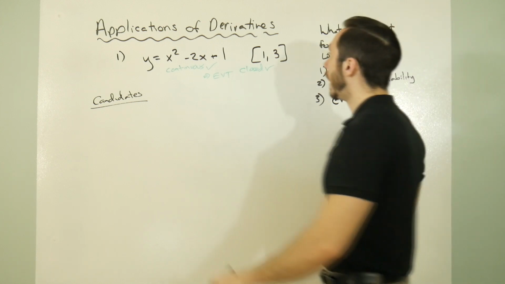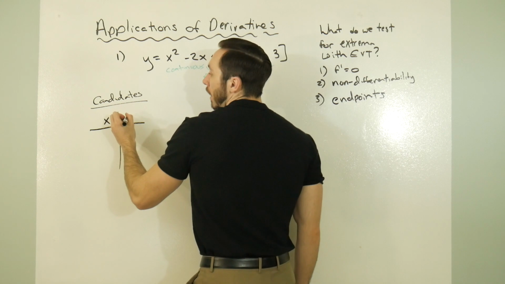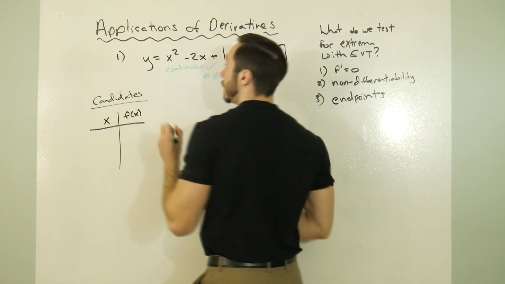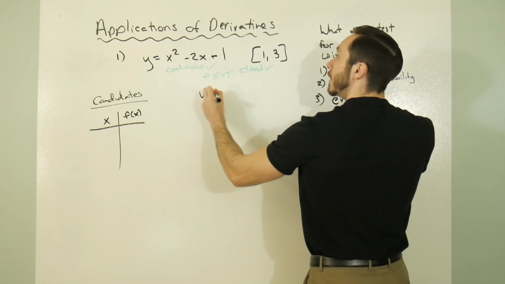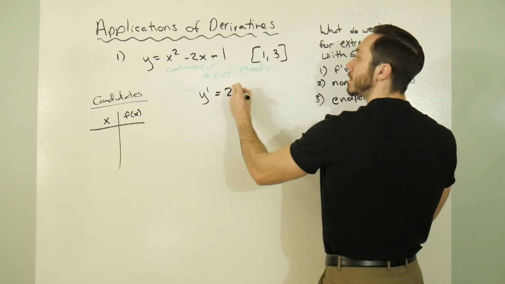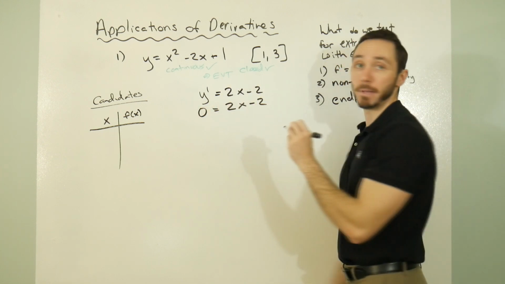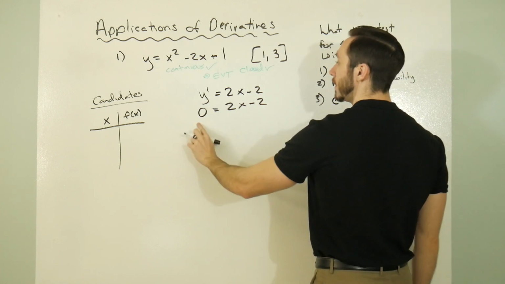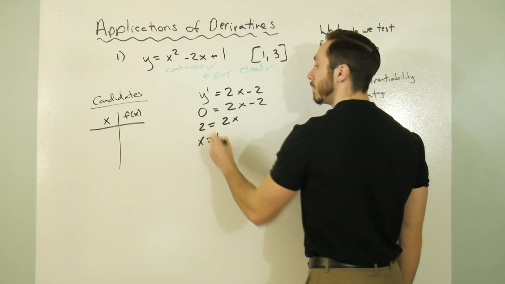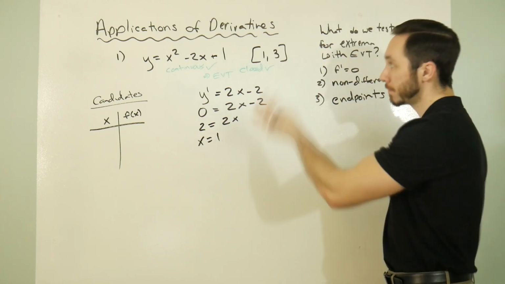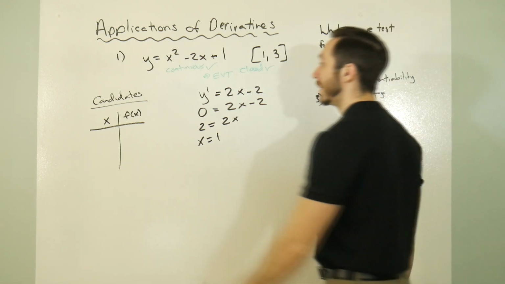So let's get to it. My candidates, so I'm going to make a table for this. I'll say x, f of x, so the output. Let's look for derivative equal to 0 first. So the derivative, y prime, of this expression is just 2x minus 2. Setting this to 0 to find my potential min or max is quite straightforward. We just move this 2 over to the left. You get an x value of 1. So on this parabola, our vertex is at an x value of 1.